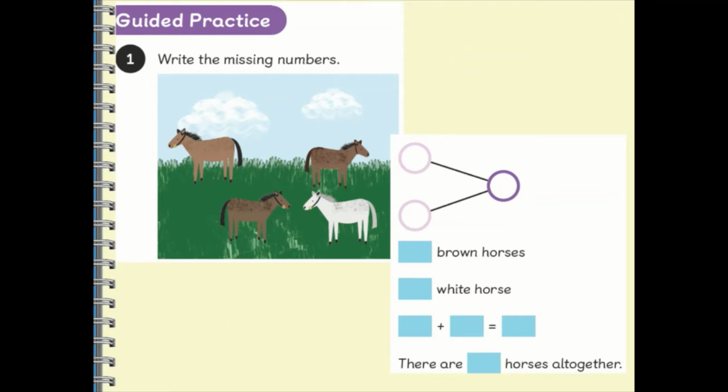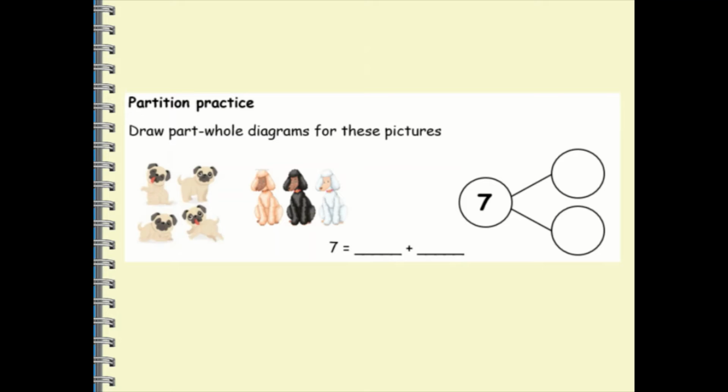Now, have a look at the guided practice. Count how many brown horses there are and how many white horses there are and how many horses there are altogether. Fill in your part-whole diagram and write a number sentence. Pause your video now to have a go. When you've done that, have a go at the next one with the dogs. Look carefully when you write your number sentence.